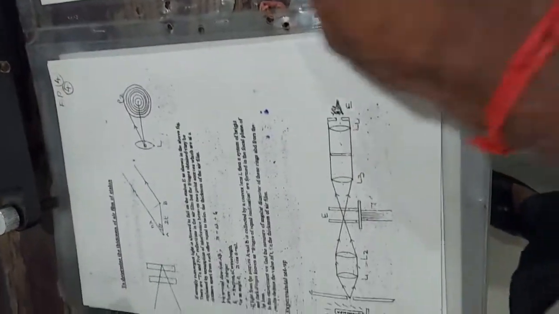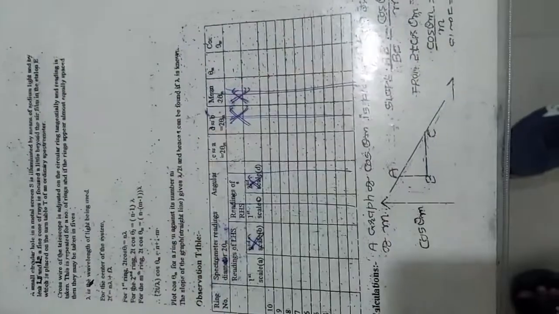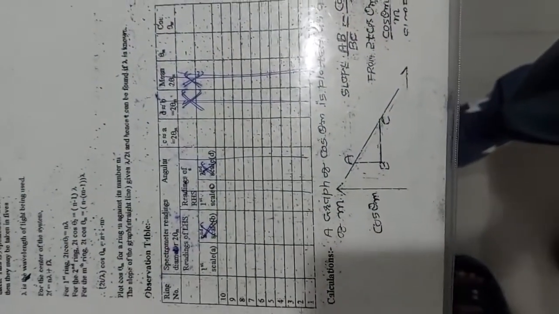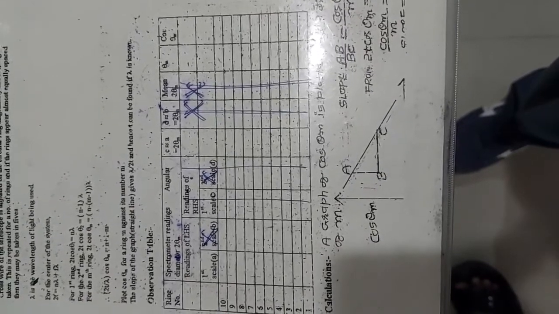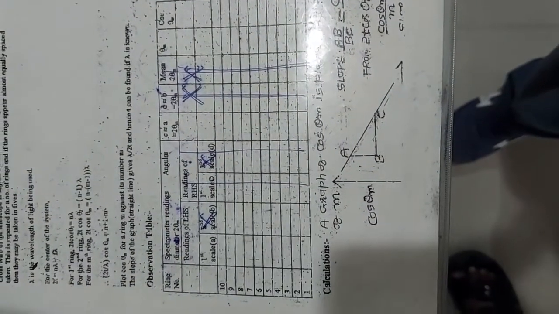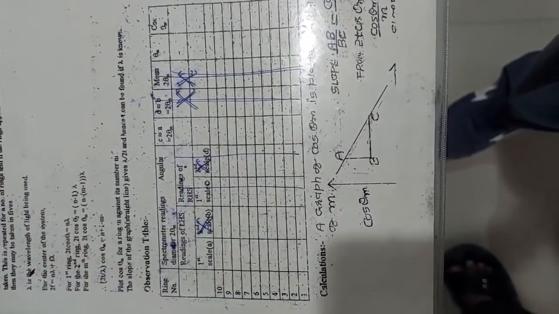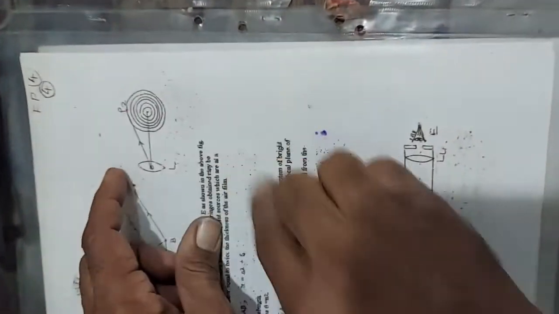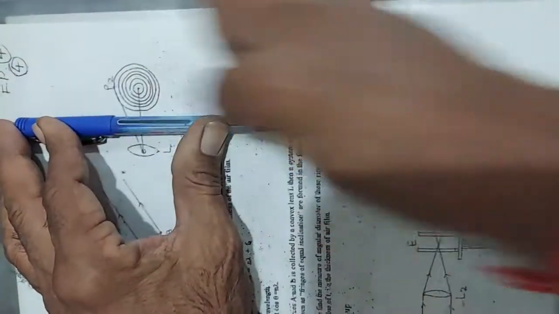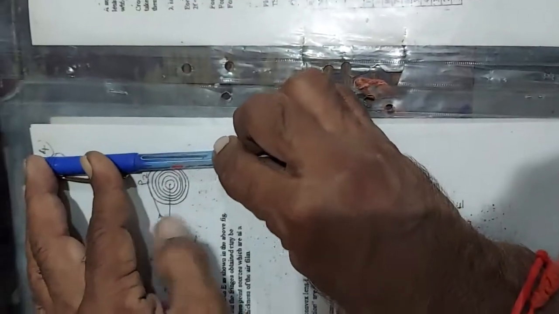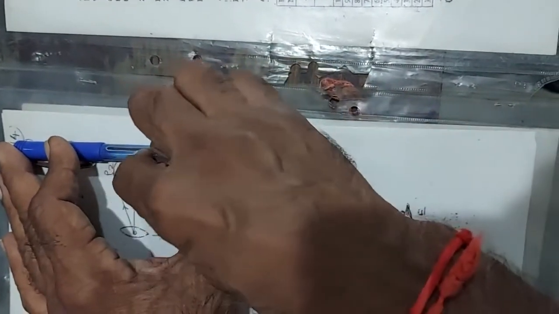Now, what do you have to do in this experiment? You have to prepare an observation table. You have to measure the diameter of 10 rings, as you measured in the case of Newton's rings. Similarly, here also you measure the diameter of 10 rings using the spectrometer. Suppose these are the rings. You put your crossbar on the outer surface of the 10th ring and take the left hand side reading. Then put the crossbar on the right hand side surface of the 10th ring and take the reading.